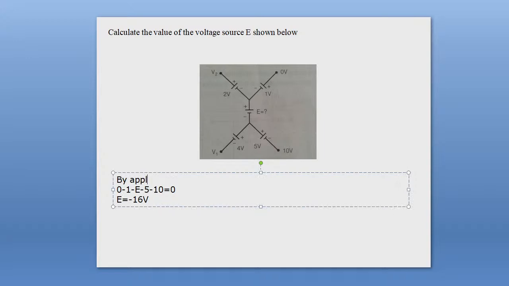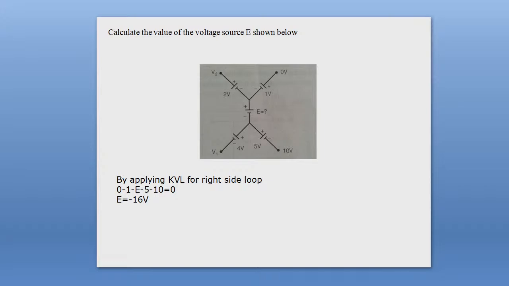By applying KVL for the right side path, or right side loop, you can write for the right side loop.